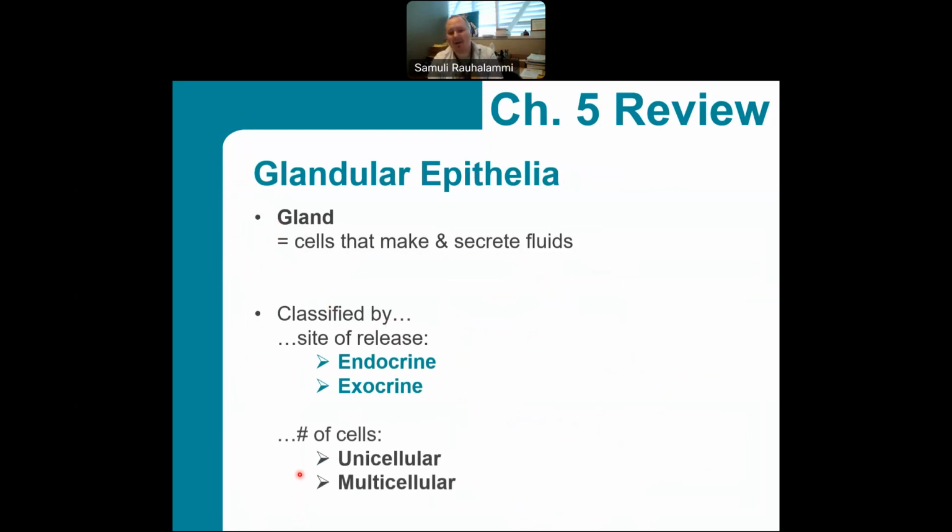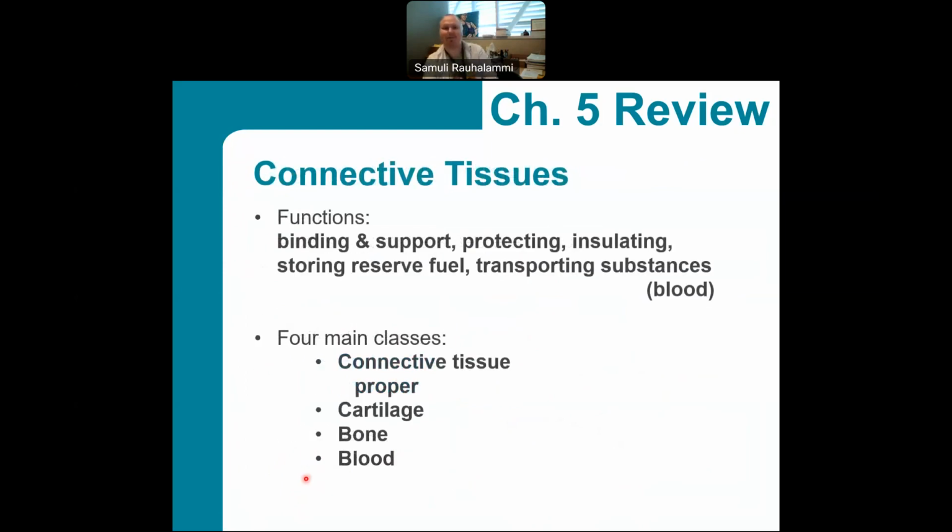Glands can be made of a single cell, or they can also be multicellular glands. So that's something to keep in mind, that multiple cells again come together to perform the same function, in this case, to form a gland to produce and release secretions. So that was our first tissue type.